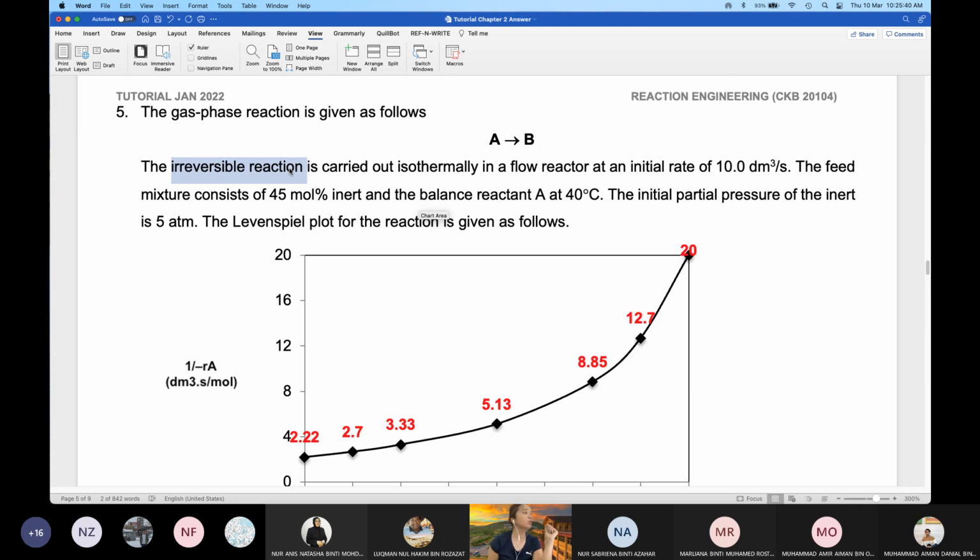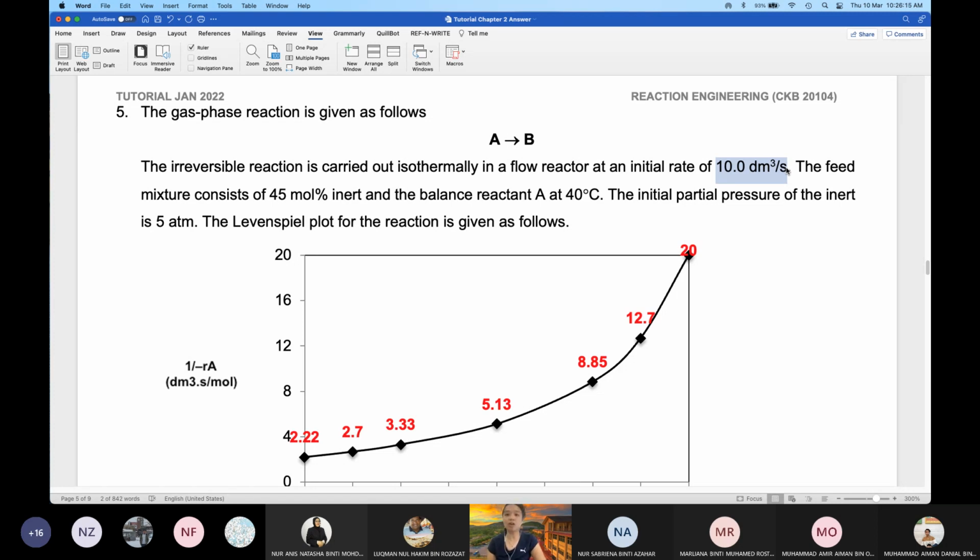Okay, next, isothermally. So later until chapter 6, you will learn only isothermal first. It means there are no changes of temperature during the reaction. But later in chapter 6, you will then learn about systems where we have a change of temperature. Okay, so that one so far. Next, it says flow reactor. It says initial rate 10 dm cubed per second. So you know dm cubed is volume, second is time, volume per time, volumetric flow rate.